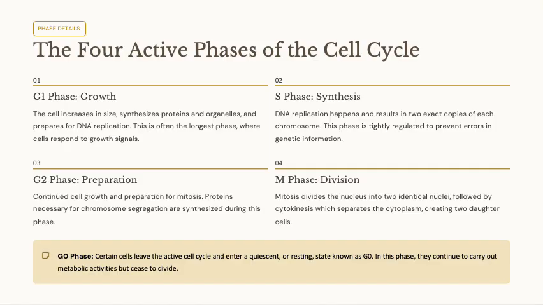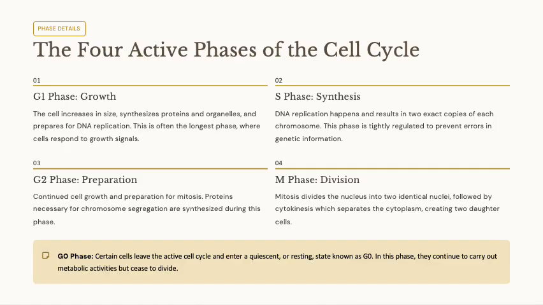Finally, during the M phase, the cell undergoes mitosis and cytokinesis, producing two separate daughter cells. Now, it's important to mention another phase, that is the G0 phase.